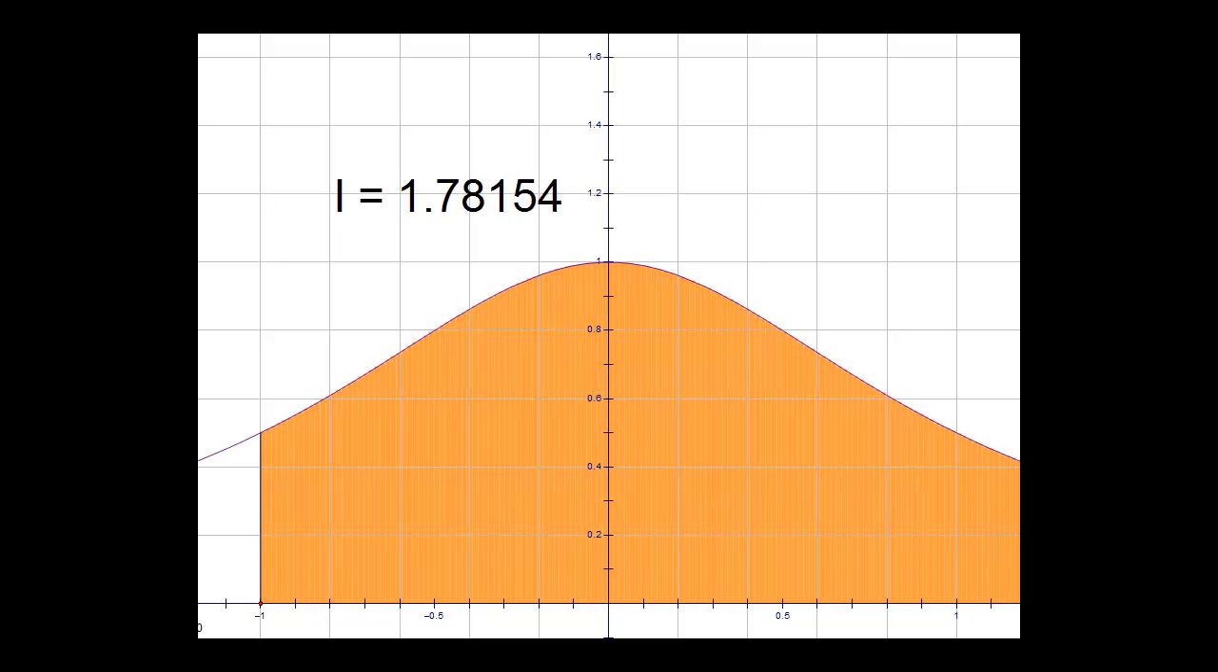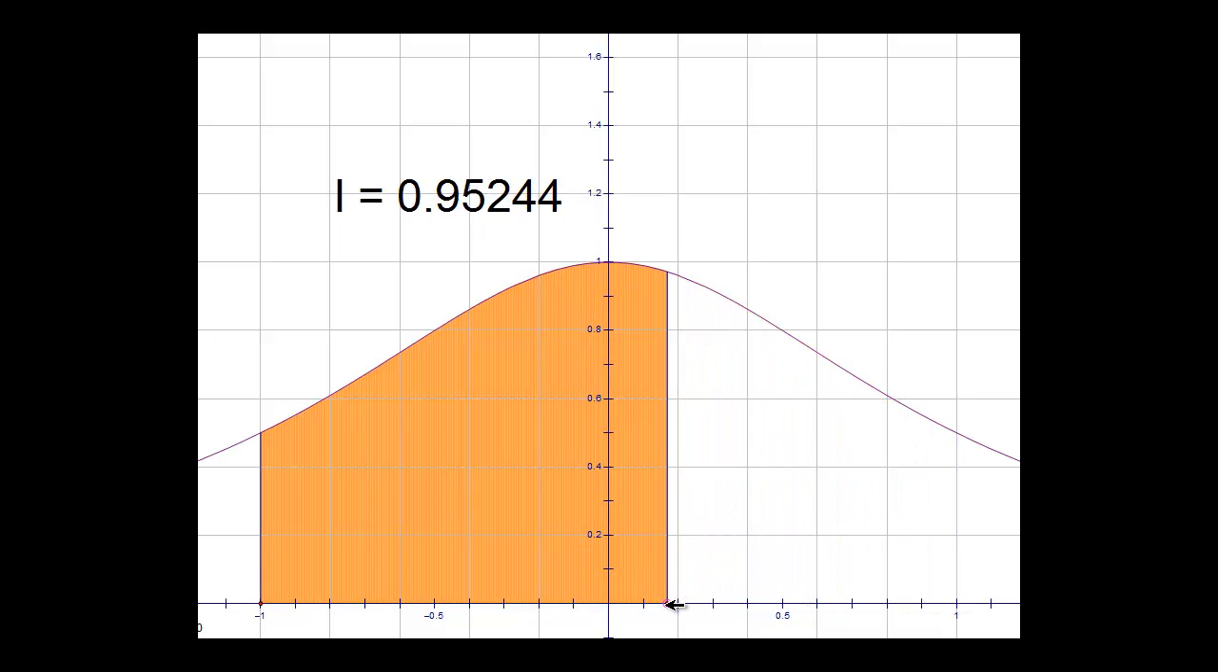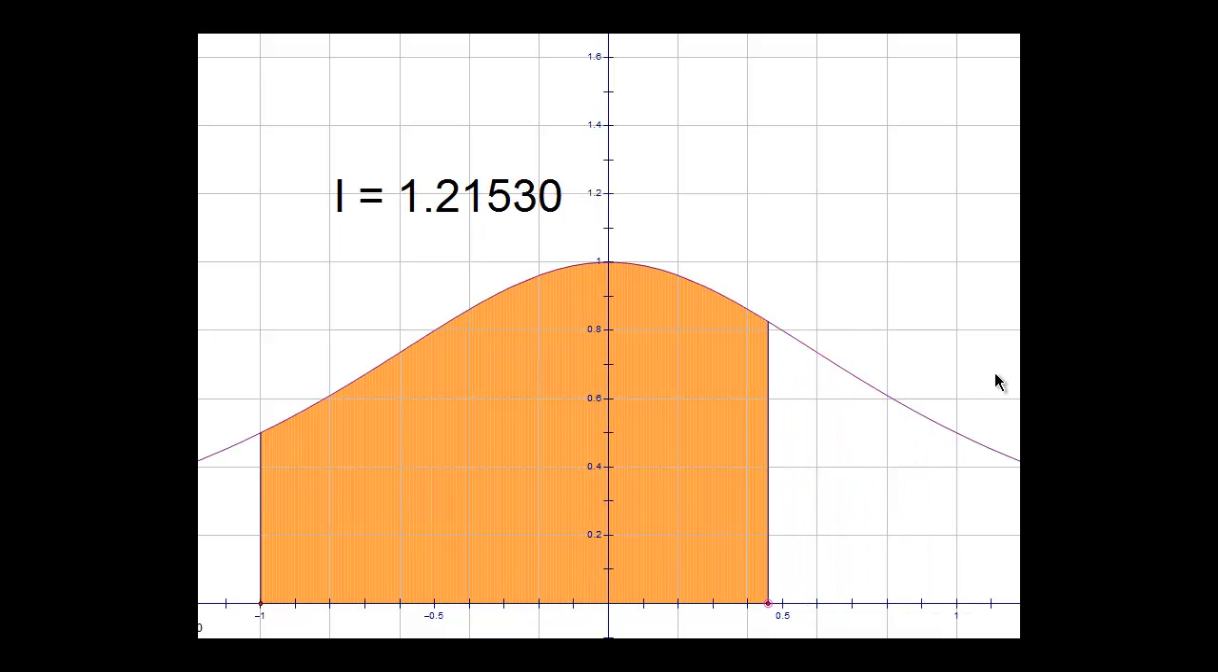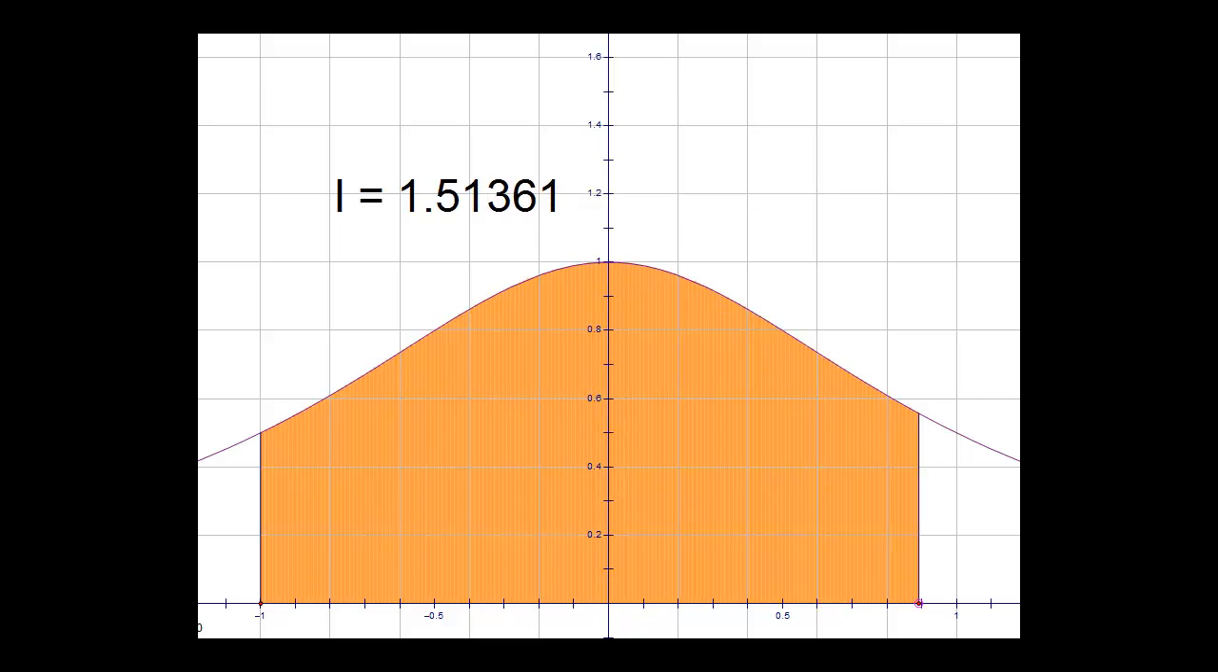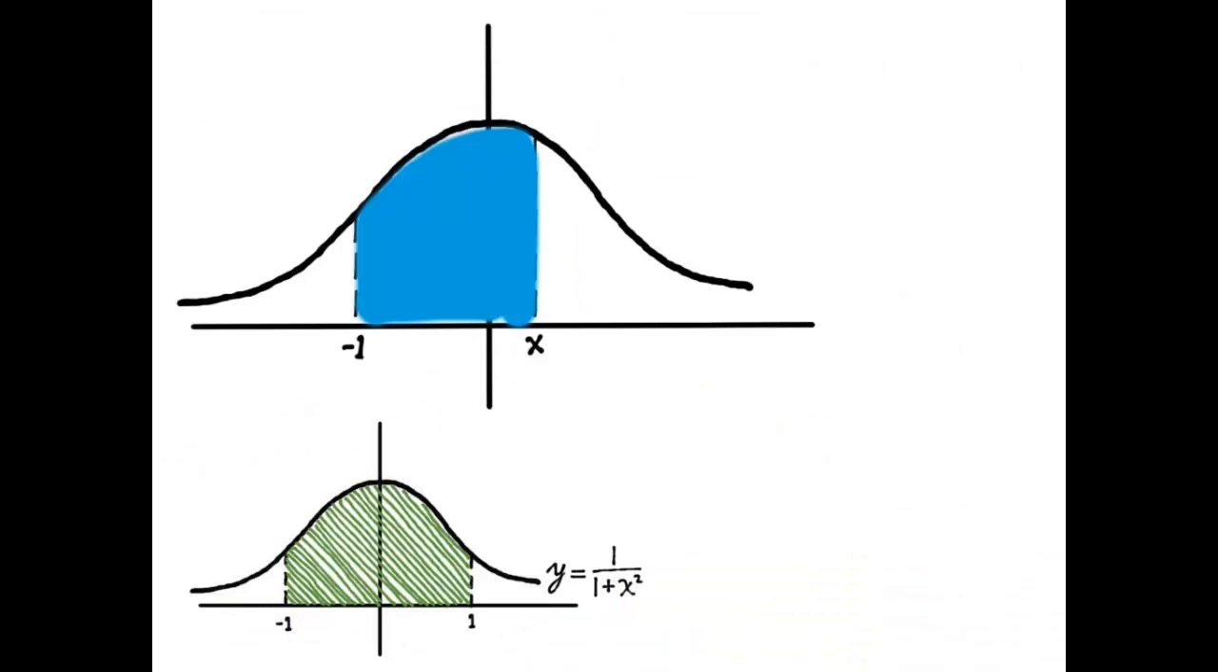If we could find an entire function, which I'll refer to as the area function, then all I would need to do is set the value of x equal to 1 and evaluate the function at 1, and I have the answer to the original question. So that's the bigger problem.